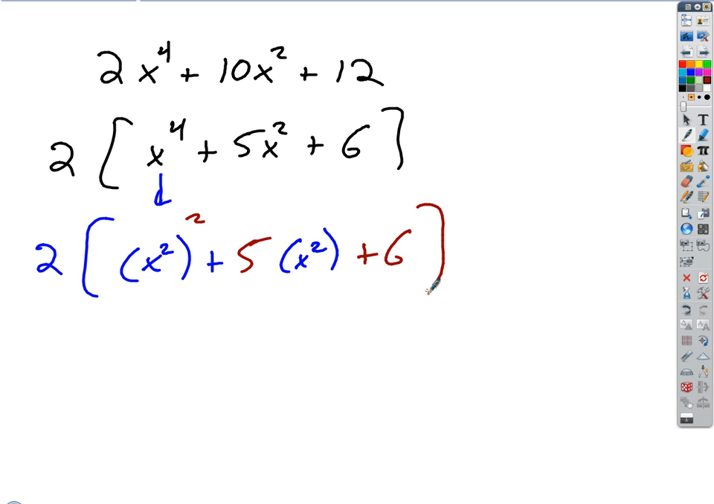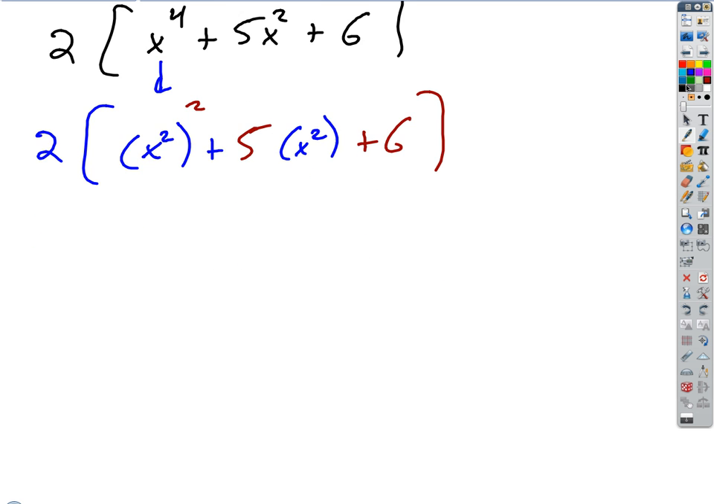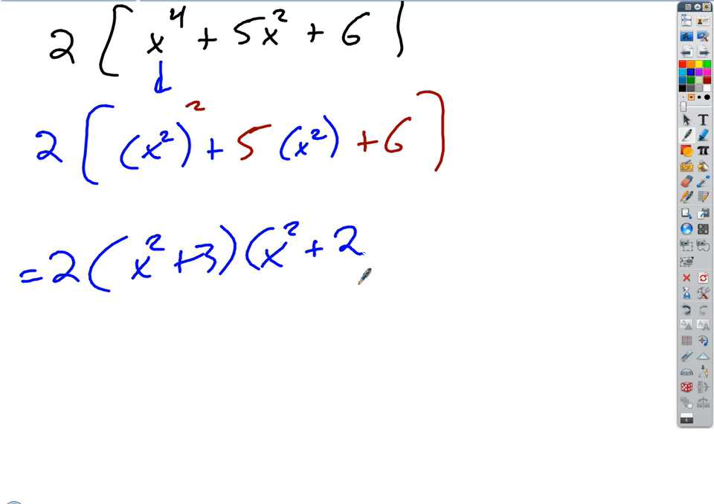Are there magic numbers that fit that quadratic trinomial? 3 and 2, yeah. Right, so this breaks up into 2 times x squared plus 3 times x squared plus 2, right? Can I go any further? Nope. Get the idea? Okay. What do we have here? Let's try one more of those.